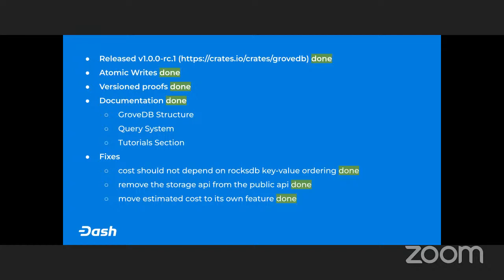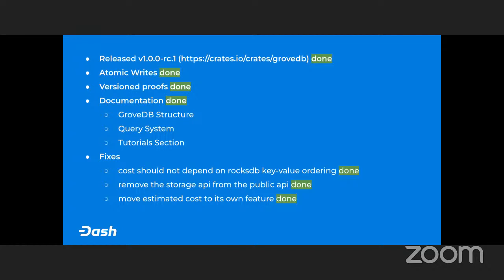We also version proofs. So now we just append a version number to the proof bytes. Now we can select the correct proof verification algorithm by just looking at the proof data. So this would be important for versioning.